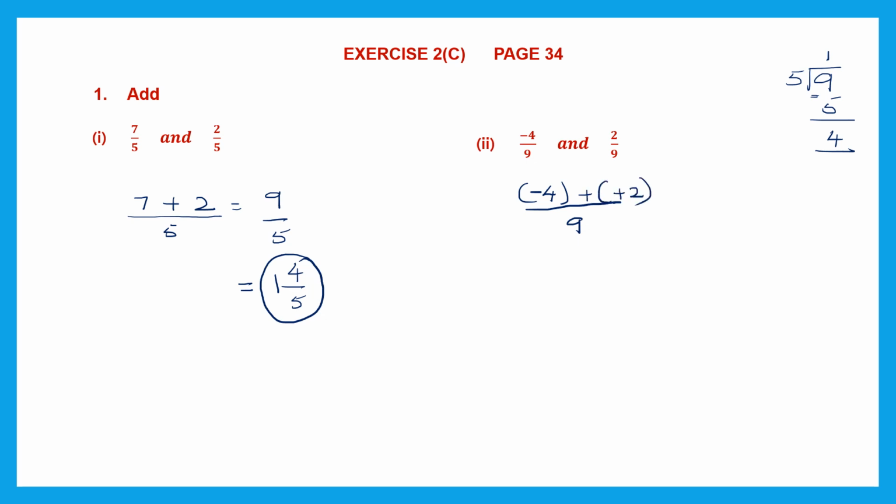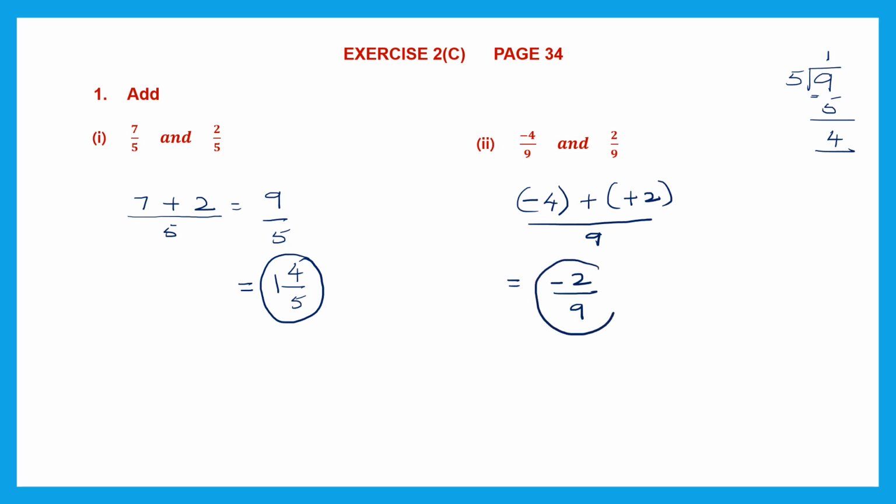That's a positive number. Now here signs are different, isn't it? Minus and plus. When signs are different, we put the sign of the bigger number and we subtract. So here the bigger number is 4, the sign before that is minus, and 4 minus 2 is 2. Denominator will be 9. So minus 2 by 9, this is our answer.